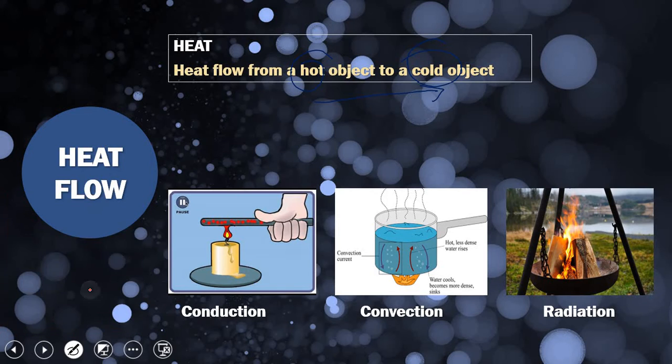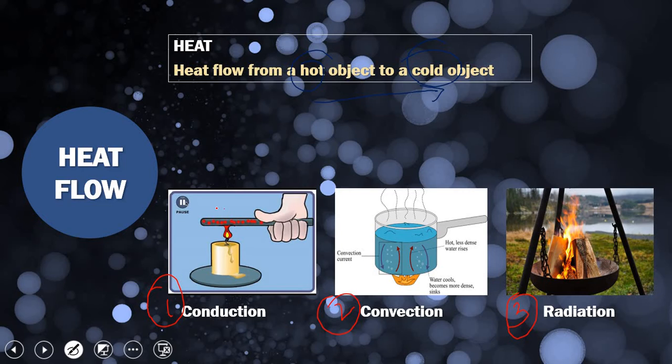So how does heat transfer? There are three ways. The first way is conduction, the second is convection, and the third is radiation. So the first one, conduction, what is conduction? Conduction is how heat transfers from a solid to another solid.